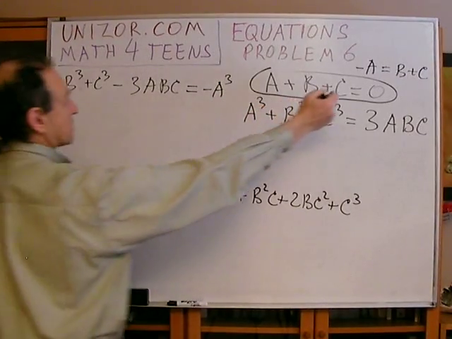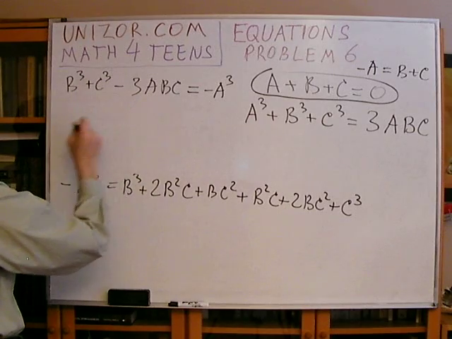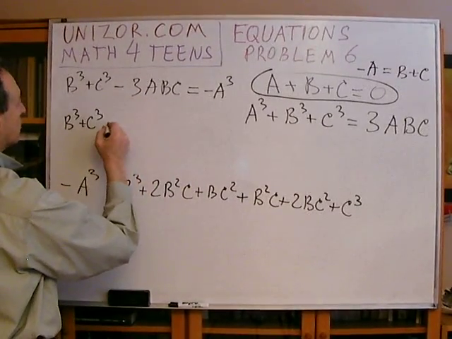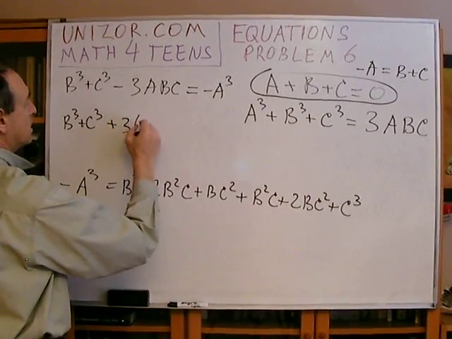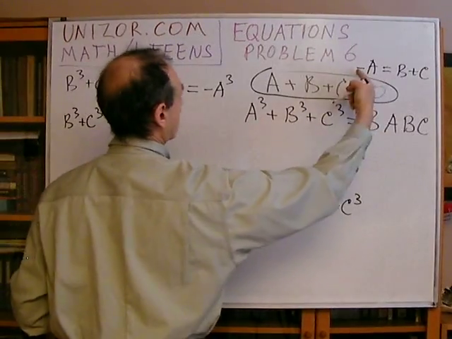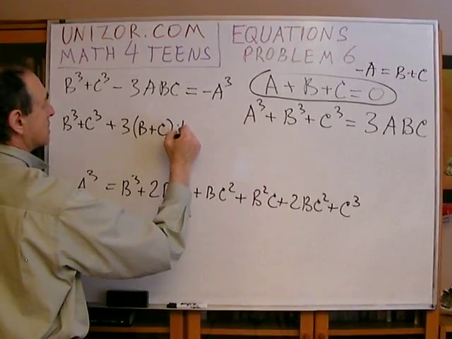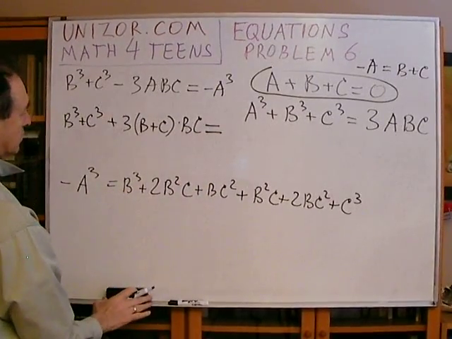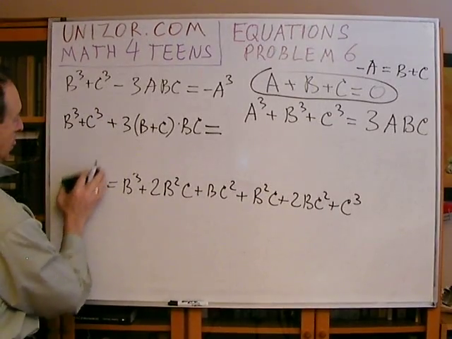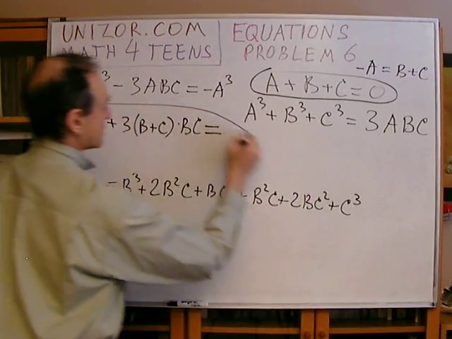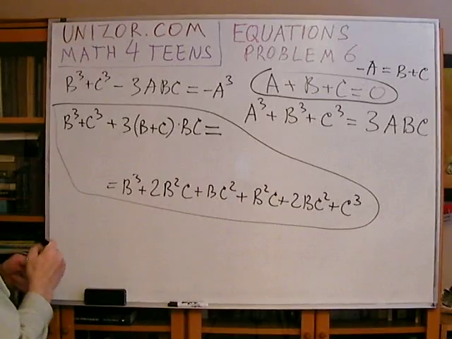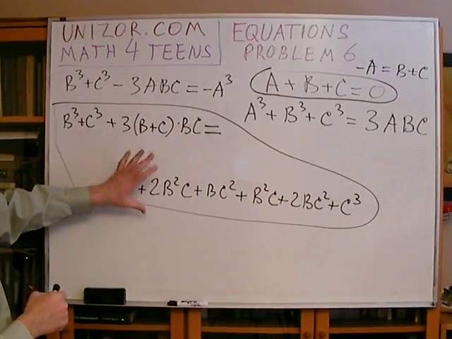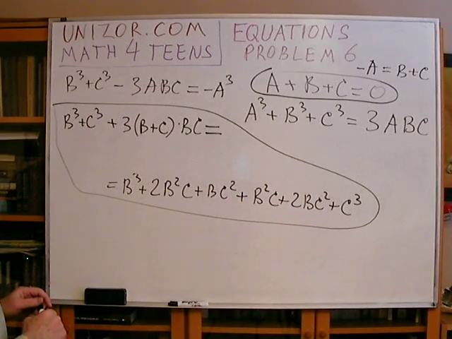So let's substitute. Instead of minus a, I will substitute here b plus c. It will be b cubed plus c cubed. Now, minus 3abc will be plus 3(b plus c), that's a, right? Instead of minus a, I put plus (b plus c) times bc. And instead of minus a cubed, I have to substitute this expression. So now I have this as an identity which I have to prove or to check, actually. Well, actually, yes, it's better just to check because it's completely identical two pieces. We just have to very carefully look at this. All right.